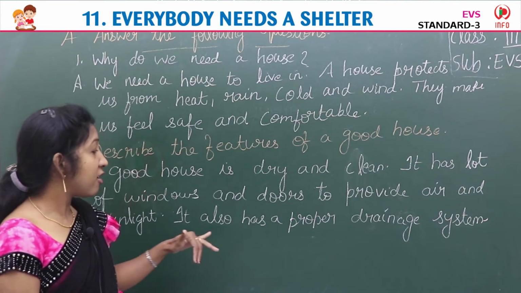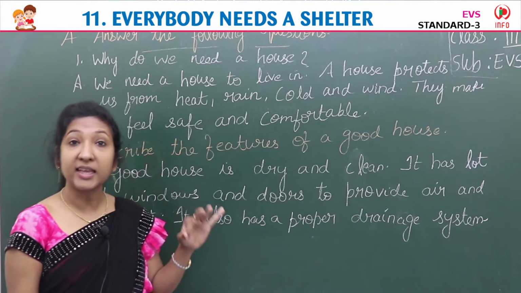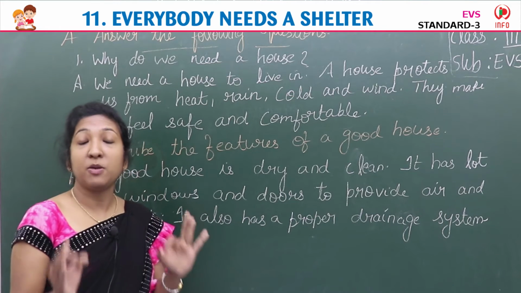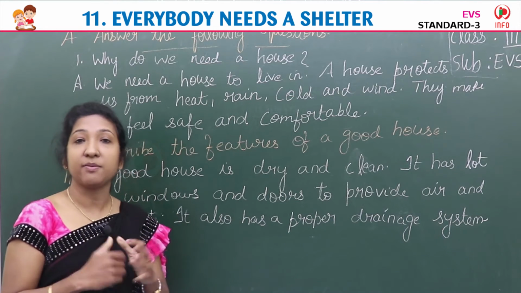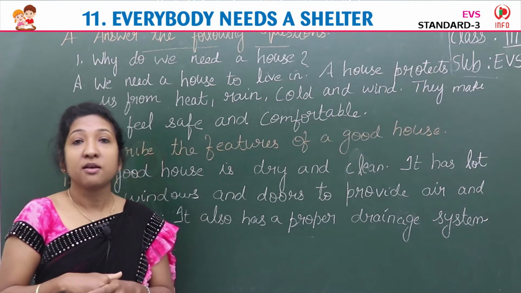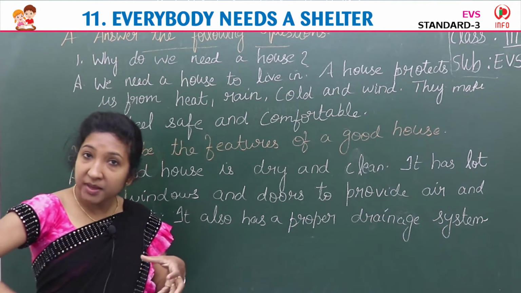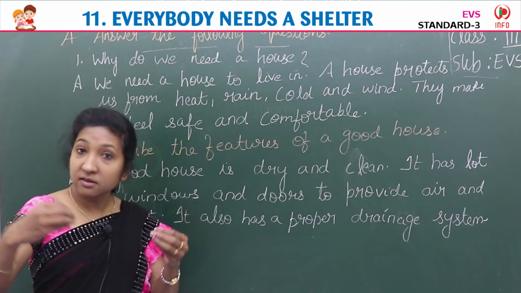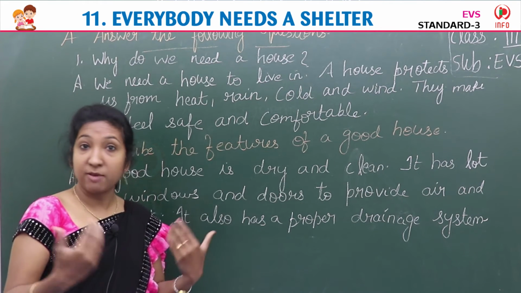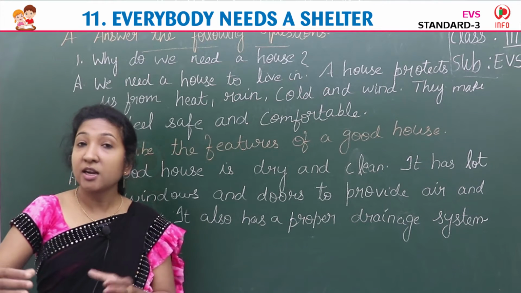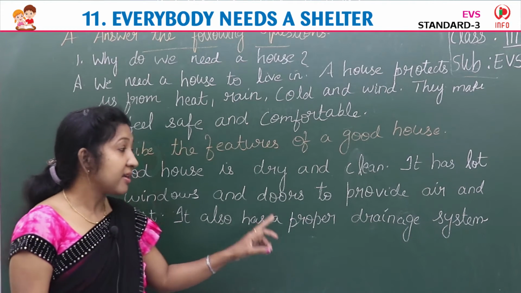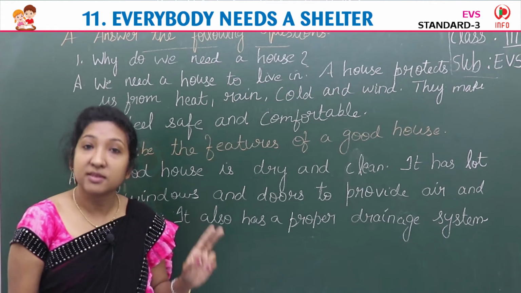Full stop. It also has a proper drainage system. A good house should always have a proper drainage system. Means dirty water should flow out of the house always. Otherwise it gets stagnant over there. Mosquitoes will come, then we get diseases. We may fall sick. So this dirty water always should go out from the house.